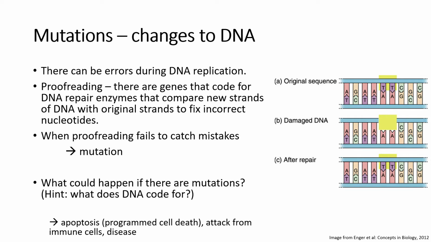And it can also lead to something called apoptosis, which is a programmed cell death, or it can signal to our immune system that this cell needs to be destroyed, and so our immune system attacks those. Furthermore, some of those mutations will lead to disease. For example, cancer is often a result of the accumulation of these mutations.